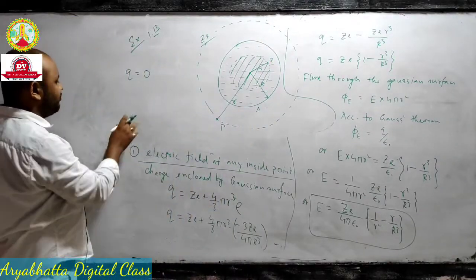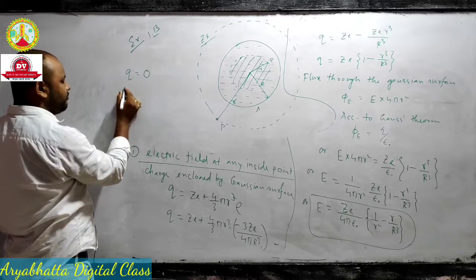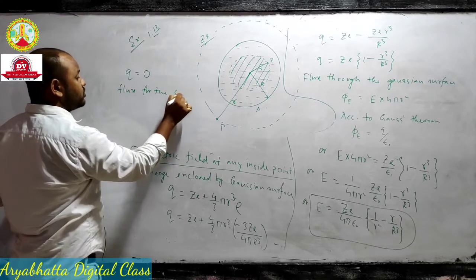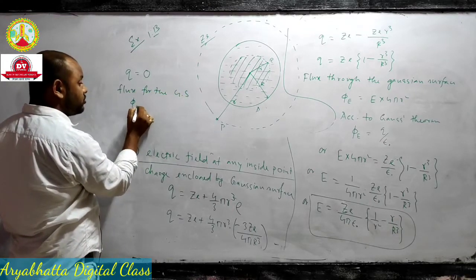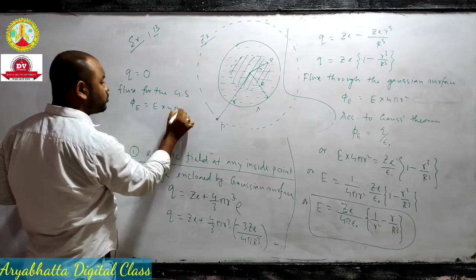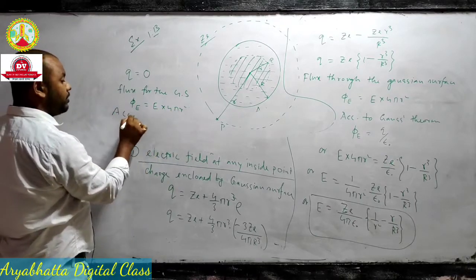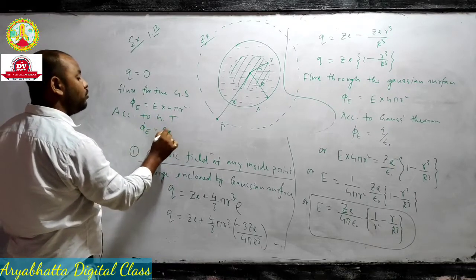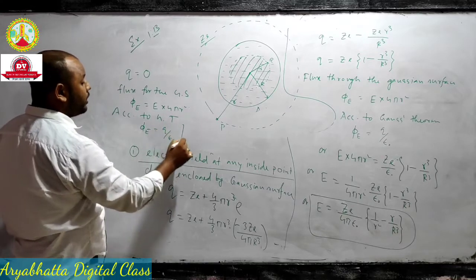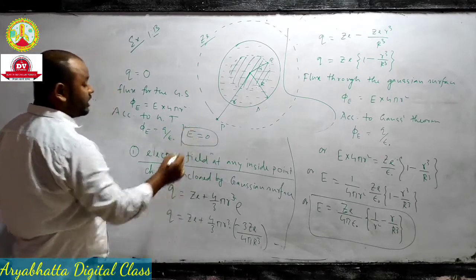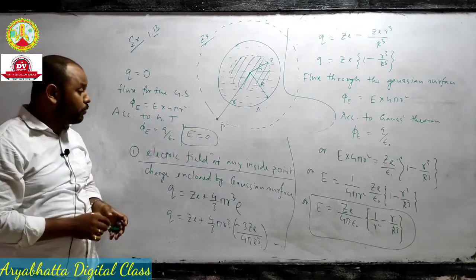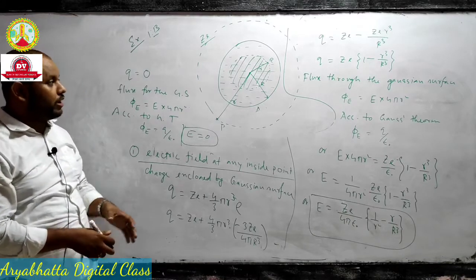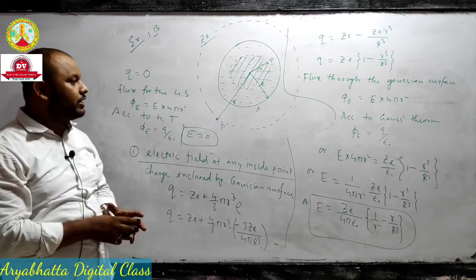Okay, and what is the value of flux? What will be the flux for the Gaussian surface? For the Gaussian surface, phi is equal to what? E into 4 pi r square. According to Gauss's theorem, flux is equal to what? Q by epsilon naught. What is Q here? Q is zero, so what will the electric field be? It will be zero. That means the value of the electric field at an outside point will be zero. Okay, outside the atom the electric field is zero.